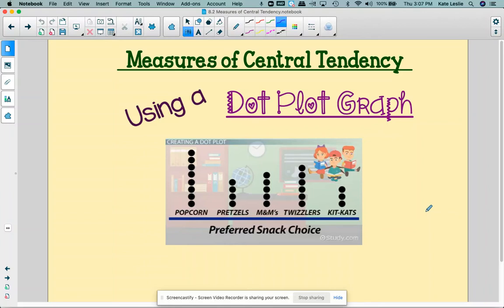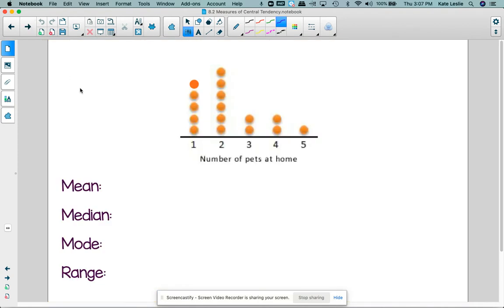Hi everyone. Today we are going to be taking measures of central tendency one step further by actually using a dot plot graph to find our measures of central tendency. Let's go ahead and get started. So this is a dot plot. This is a nice way for us to organize a data set.